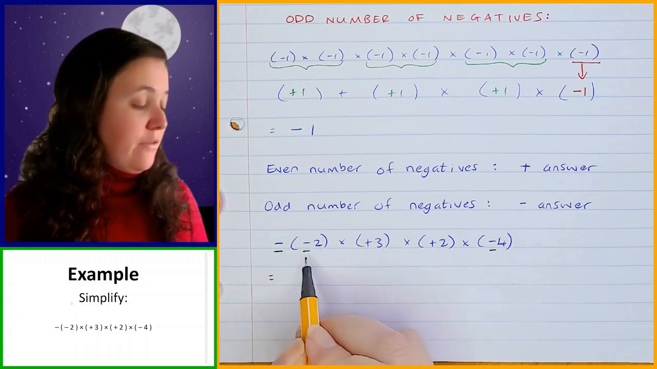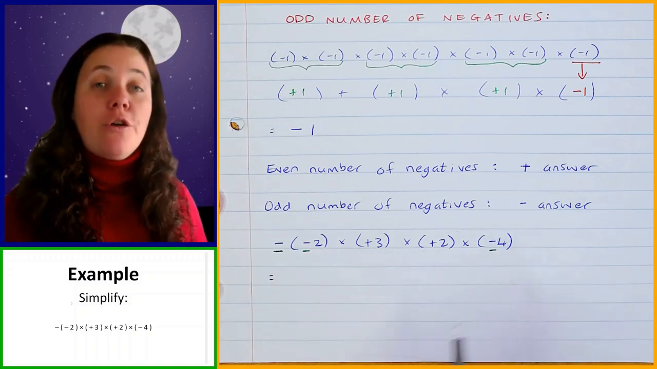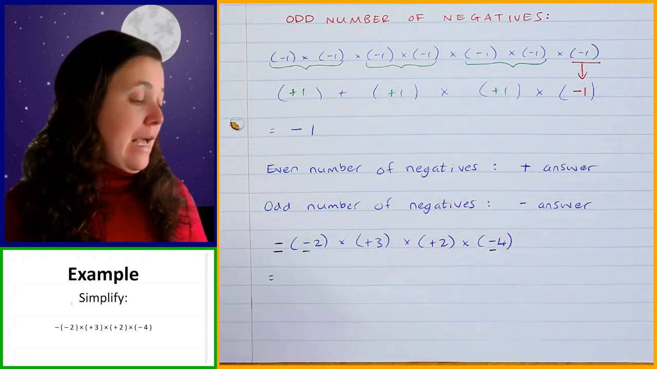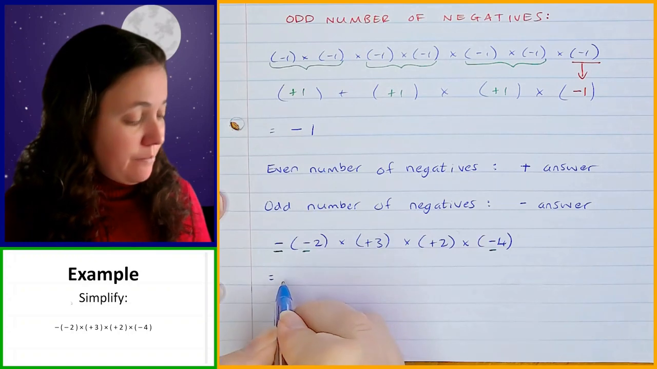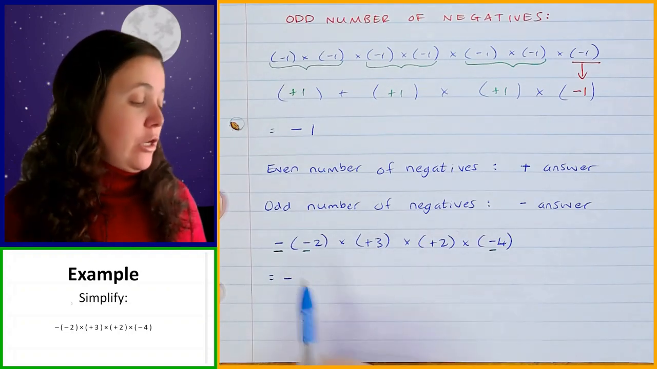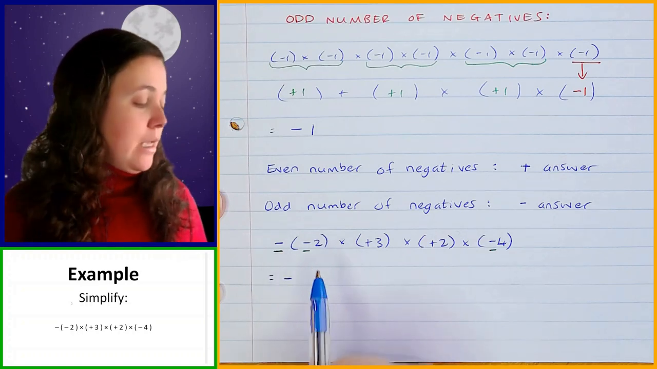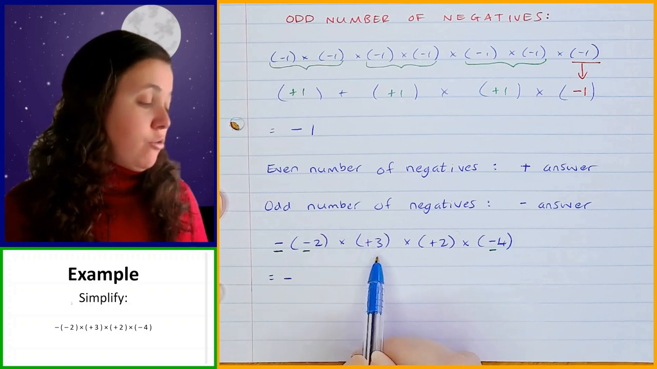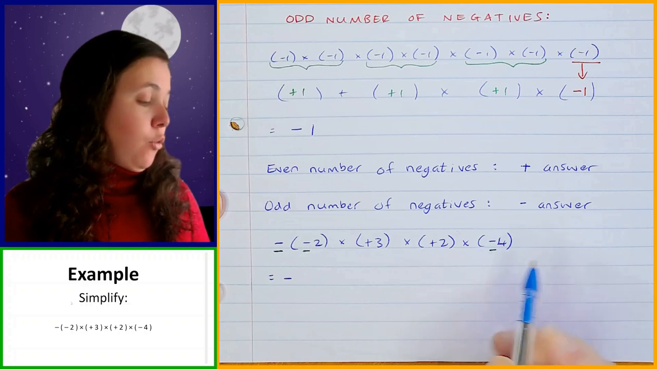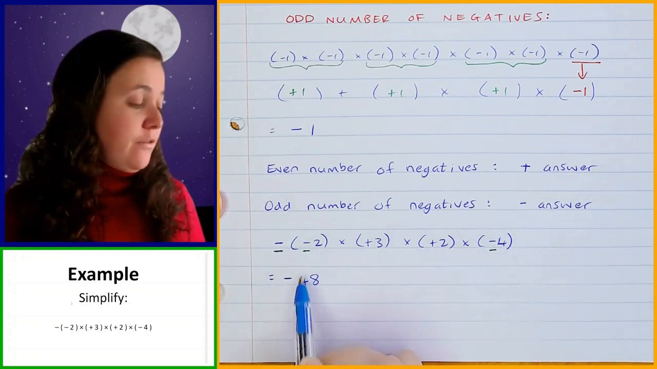So I've got negative 1 multiplied by negative 2 multiplied over here by negative 4. So there are 3 negatives altogether. That is an odd number, so I'm going to have a negative answer. Once I've done that, I then multiply together my absolute values. So this is 1. I don't have to worry about it because anything multiplied by 1 stays the same. Then I've got 2 times 3 is 6, times 2 is 12, times 4 is 48. So for that question, you get negative 48.